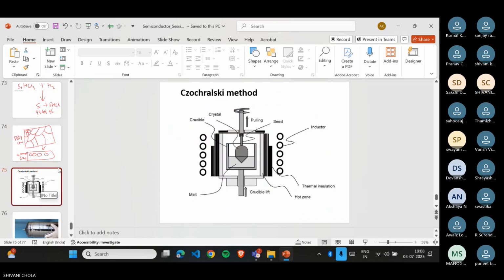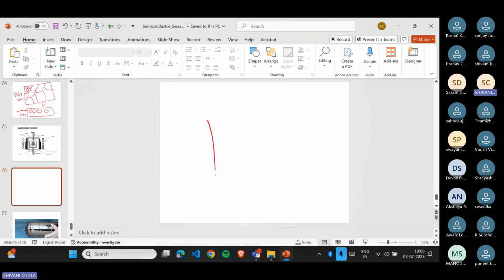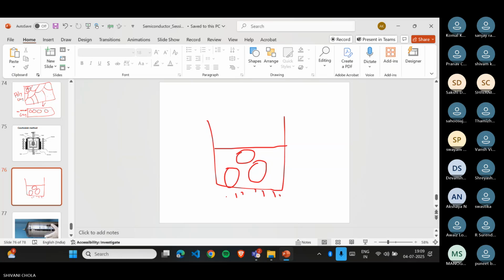Now, in the Czochralski method, what you do first, let's forget this image. Let's have a container over here. You first put polycrystalline silicon over here, and then you heat this part. The melting point of silicon is around 14 degrees Celsius. All right. So if you give heat, it will start to melt.